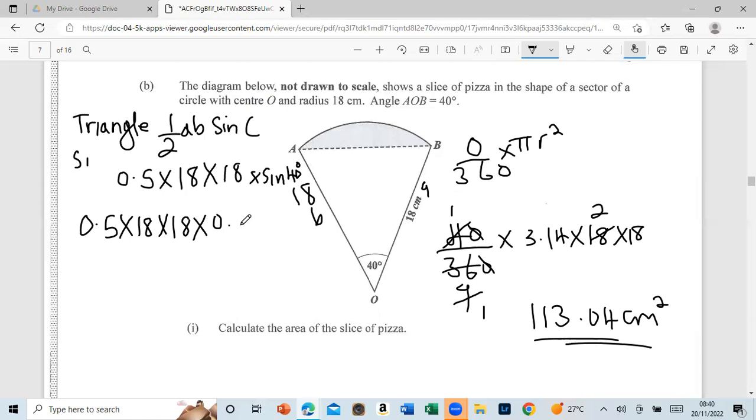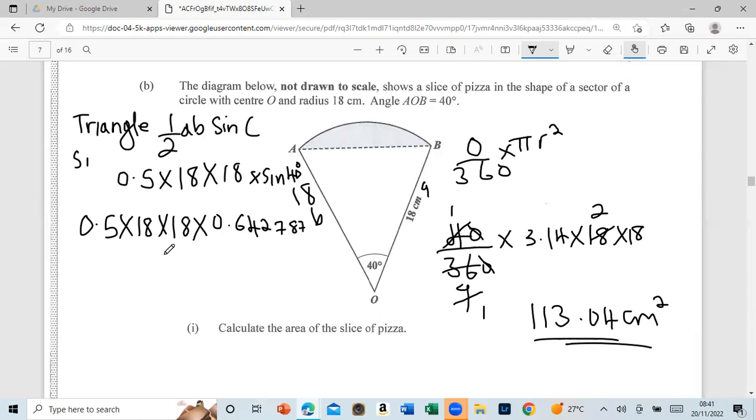Alright, so sin 40. Just press sin on your calculator, 40, and that gives me 0.642. My teacher used to say the more numbers you have, the more accurate it will be. So 7, 8, 7. Alright, if I get the result, you just multiply that. So when I get the result from your calculator, times 18 times 18 times 0.5.